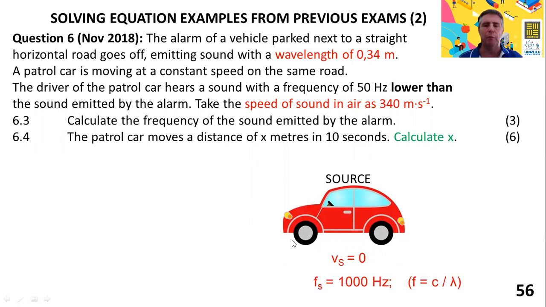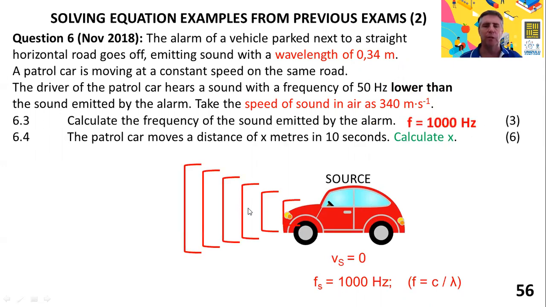How do we know what the frequency of the source is? Well, it's 1,000 hertz. That's 6.3. You just simply do the calculation. Frequency equals C over lambda. Speed of sound, 340 divided by lambda 0.34 gives you your answer of 1,000 hertz. That will give you 3 marks.